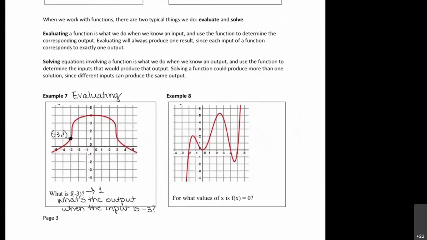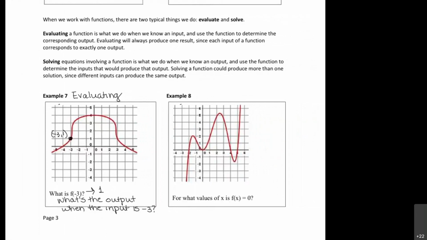Okay, and here's an example of solving. And again, you can do this algebraically as well. You can also do it from a table of values. I'm showing you how to do it graphically. Okay, it's important when you're doing math to be able to switch between all of these.